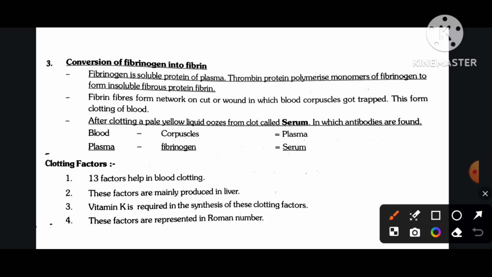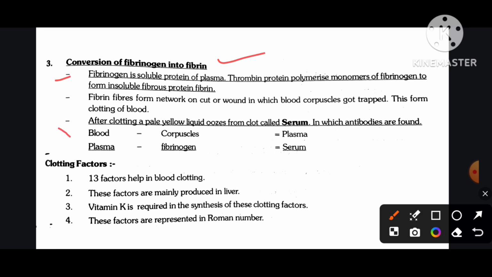Third, conversion of fibrinogen into fibrin. Fibrinogen is a soluble protein of plasma. Thrombin, a protein polymerase, polymerizes the monomers of fibrinogen to form insoluble fibers of the protein fibrin. Fibrin fibers form a network on the cut or wound in which blood corpuscles get trapped. This forms the clotting of blood.